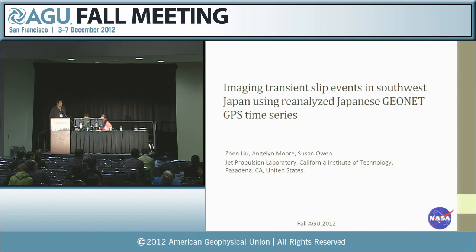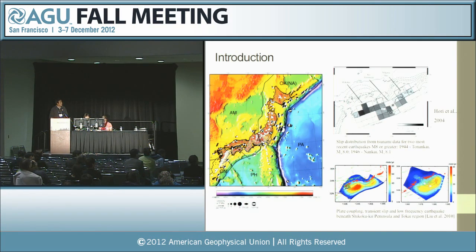I'd like to switch gears to the slow slip events in southwestern Japan using the reanalyzed Japanese GeoNet GPS time series. My co-authors Angela Moore and Susan Owen processed all the GPS data used in these studies. Japan has large earthquakes that happen frequently due to the subduction of the Pacific plate and the Philippine Sea plate beneath the Japan islands. One of the most recent examples is the Tohoku earthquake in northeastern Japan.